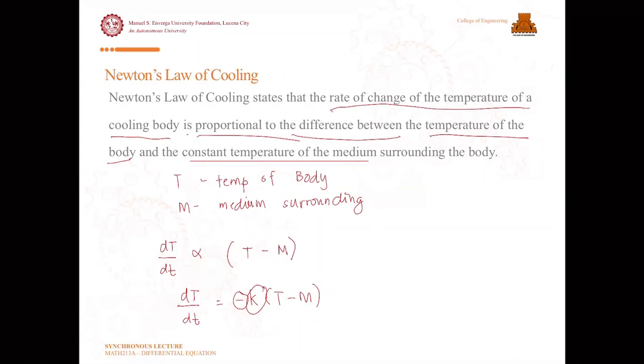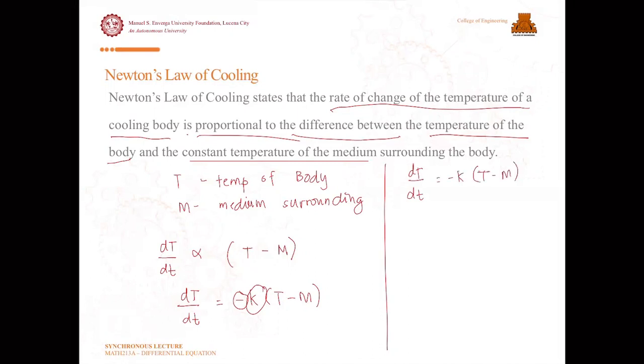Basta pag kinonstruct nyo lang yung differential equation niya, meron siyang negative dun sa unahan niya to consider na yung sinosolve natin is yung change ng body to a lower temperature or cooling. Okay? So kung yan yung equation natin, paano natin masasolve yan? So, i-rewrite ko dito. So we have dT over dt is equals to negative k (T minus M).